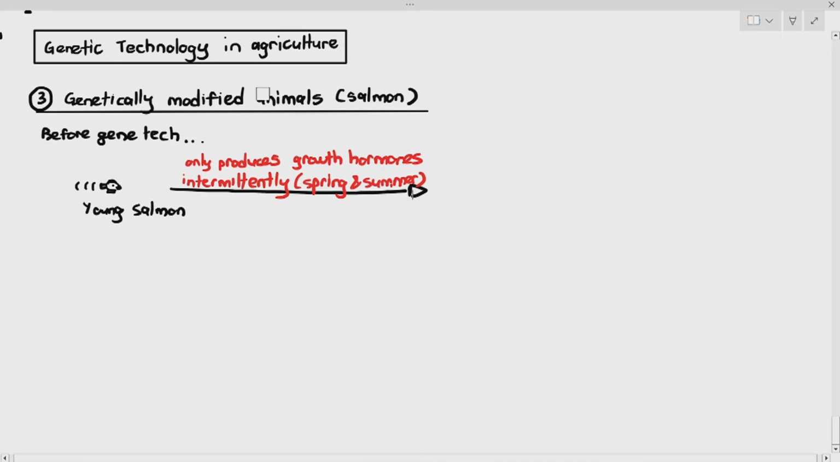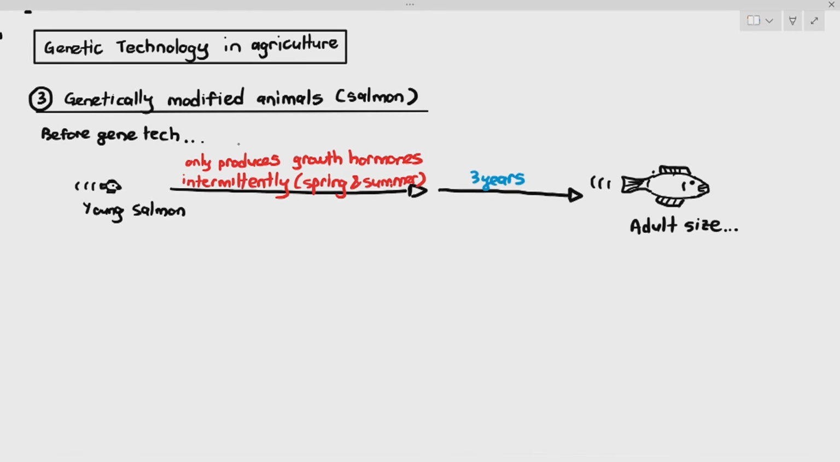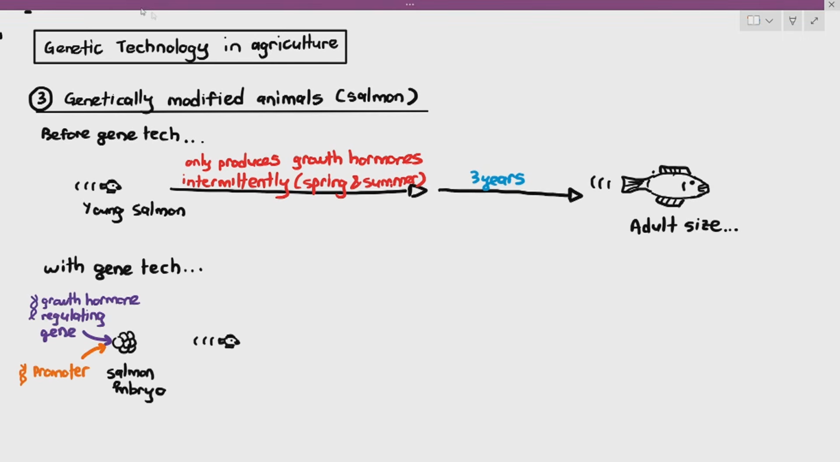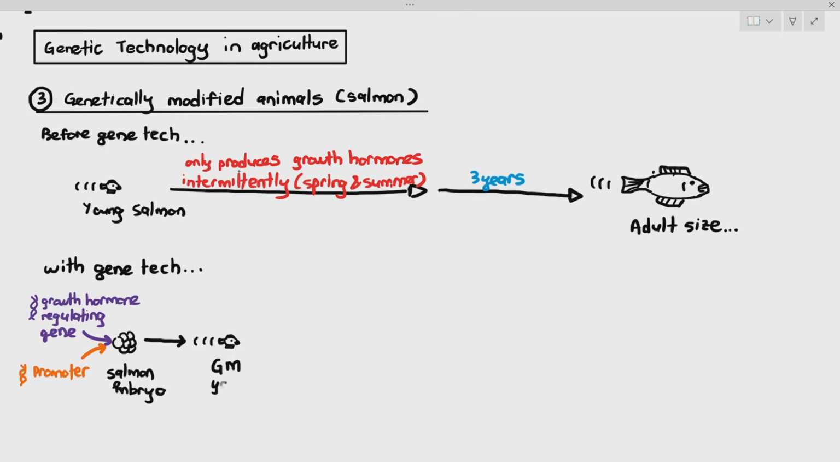So that is why it takes a period of at least 3 years to reach its adult size, where we can catch the salmon and be suitable for human consumption. 3 years is a long time to wait for salmon. Now, with gene technology, however, the scientists will put something known as a growth hormone regulating gene into the embryo. They will also put a suitable promoter inside. You don't have to go into the detail of this, just understand it. The point is, it produces a genetically modified young salmon because now it has extra genes and promoters.